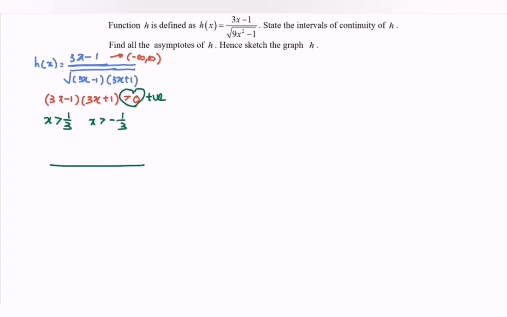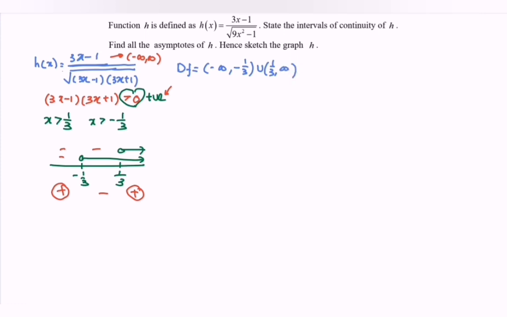Kindly illustrate the situation on the real number line. So we have negative 1 over 3 and 1 over 3, with an empty circle towards the right, an empty circle towards the right. So here we'll have negative, negative, negative, positive, negative, positive. We're interested in the positive side. So the domain would be negative infinity until negative 1 over 3 union 1 over 3 until infinity, where 1 over 3 and negative 1 over 3 are not included.